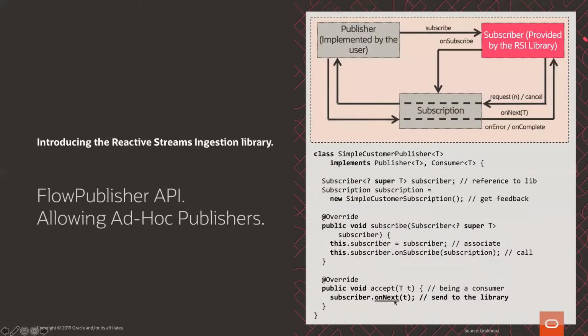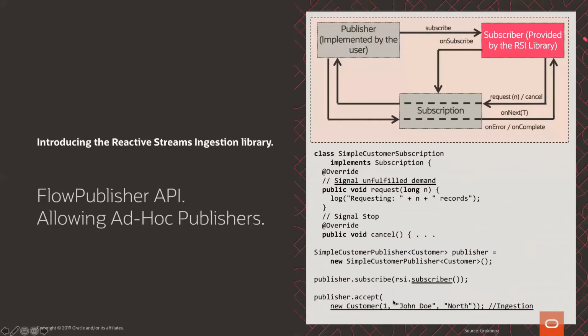And then you have to say what to do in accept. This accept comes from consumer, and obviously what you have to do when you're accepting a record is to send the record to the library in the method of next. Then if we look at the subscription, when you are being called request, it is the library telling you that it can accept more records, right? So you can log it, you can update a counter, you can do many things in here. It will depend on you.